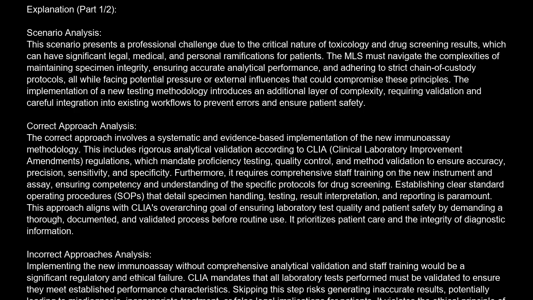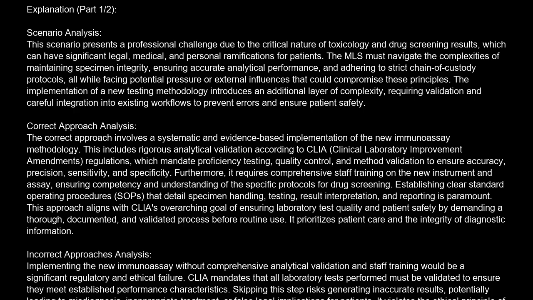The MLS must navigate the complexities of maintaining specimen integrity, ensuring accurate analytical performance, and adhering to strict chain-of-custody protocols, all while facing potential pressure or external influences that could compromise these principles. The implementation of a new testing methodology introduces an additional layer of complexity, requiring validation and careful integration into existing workflows to prevent errors and ensure patient safety.